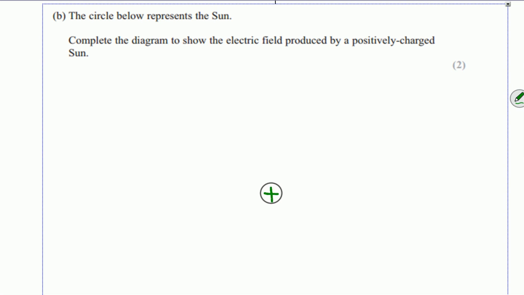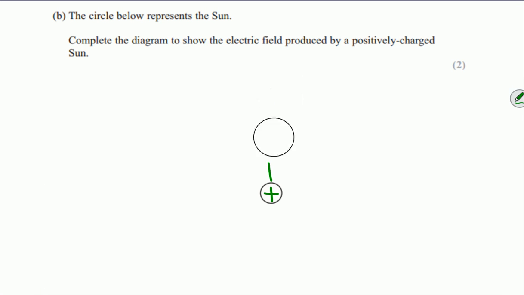Okay, so we've got complete the circles into the sun, complete the diagram of the electric field. What are you going to do? Although there's not a straight line. Okay, why have you put a positive sign in there?